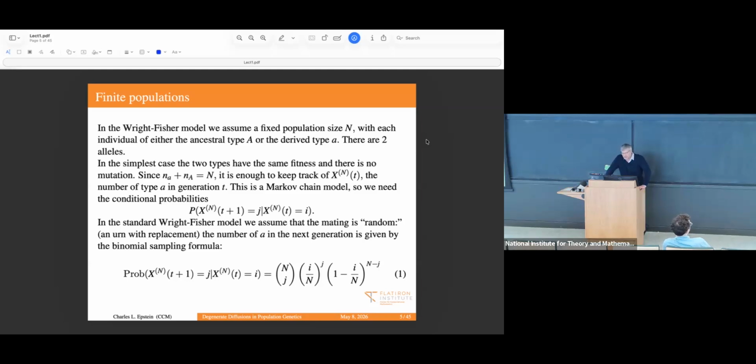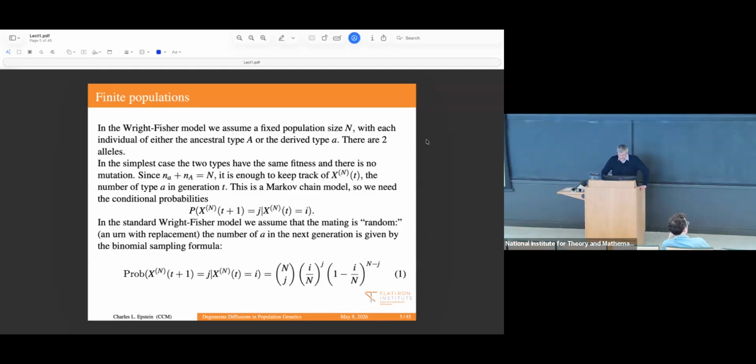In the simplest case, the two types have the same fitness, there's no mutation, and the sum of the number of little a's and the number of big A's is always fixed at N. So we keep track just of the number of little a's from generation to generation. In this model, t is really a discrete parameter, and it's just a Markov chain. What we need to specify is the conditional probability that we're going to get j of type A at time t plus 1 if we had i at time t.